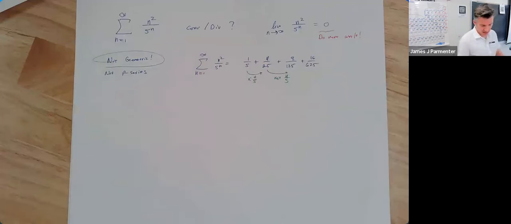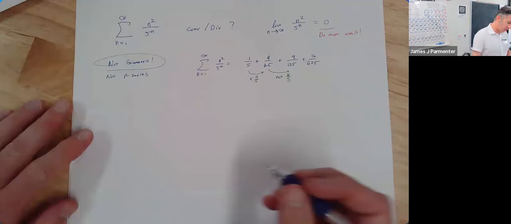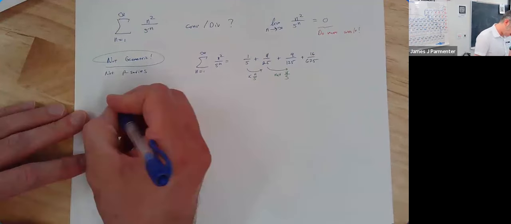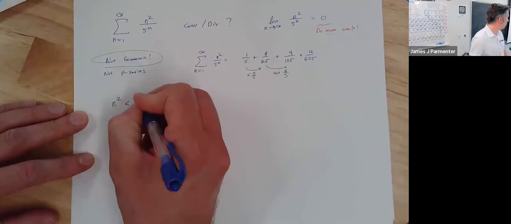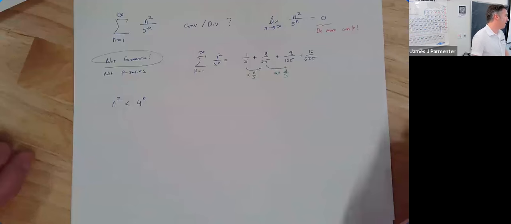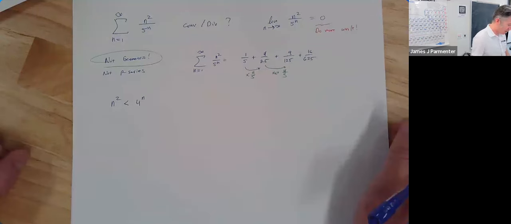So what would I do here? Well, I think I can figure out a comparison, because I think it's true that n squared is less than 4 to the nth power. Now, how do I know to do this? Because I've practiced it. Well, let's check.